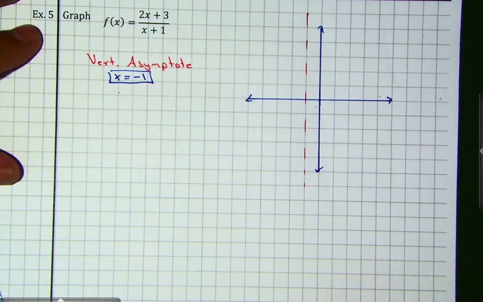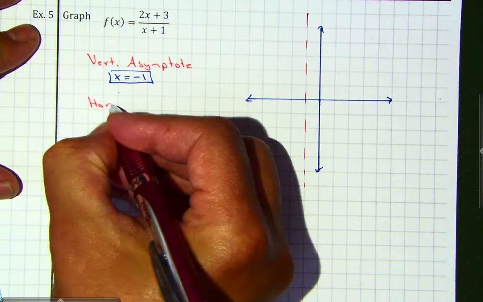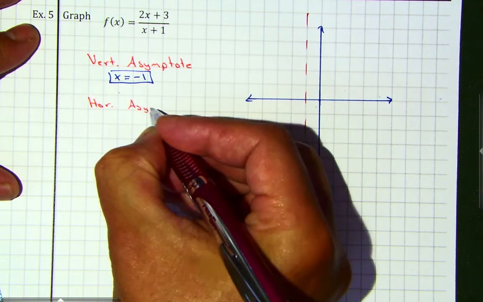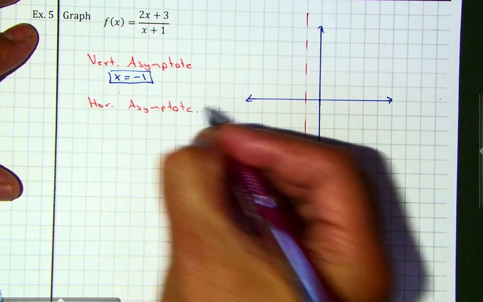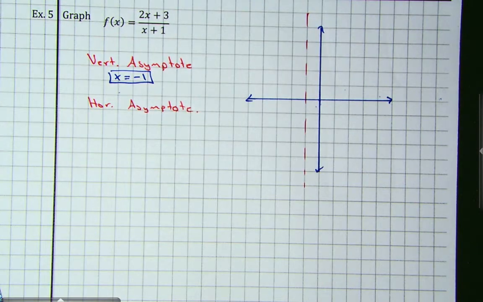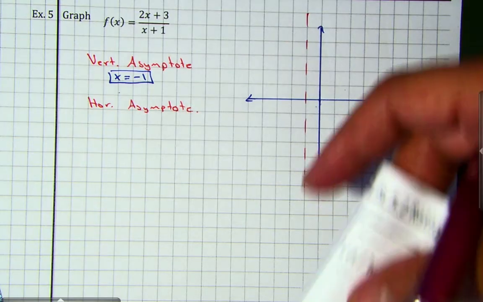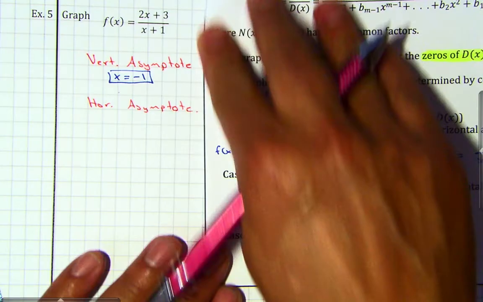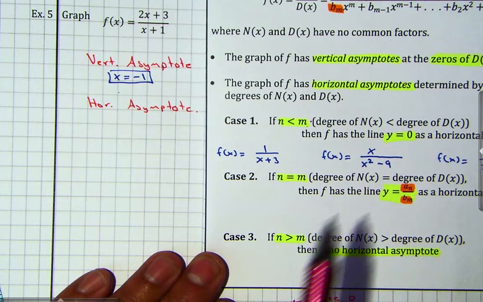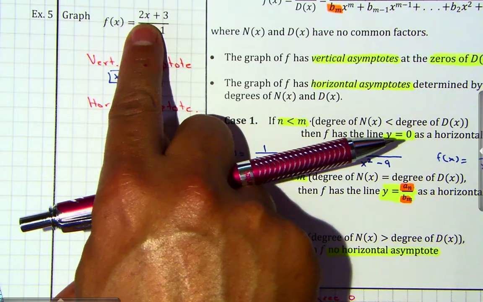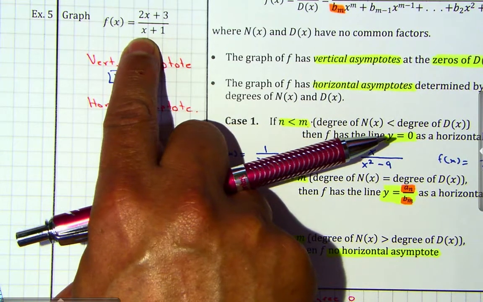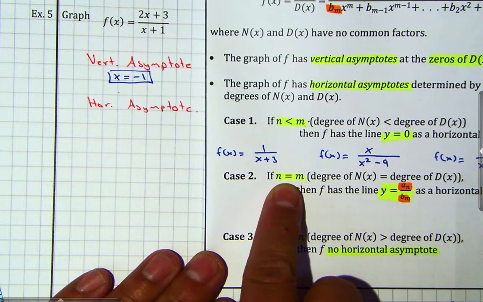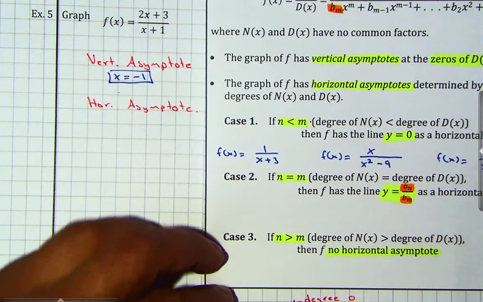My horizontal asymptote. So I need to be able to decide, is it case 1, case 2, or case 3? So I'm going to be looking at which case it is. Let's see. The degree for the numerator is 1. The degree for the denominator is 1. So therefore they are equal to each other. So therefore it's going to be case number 2.